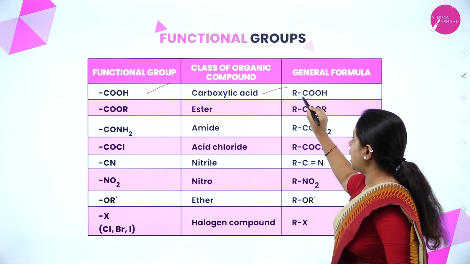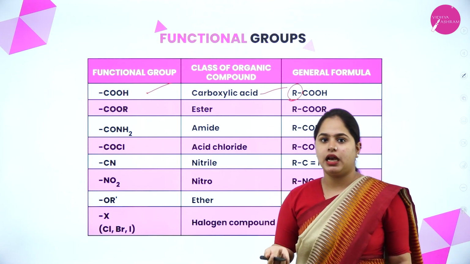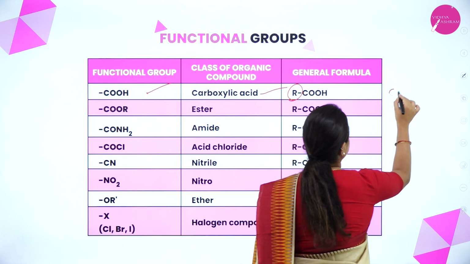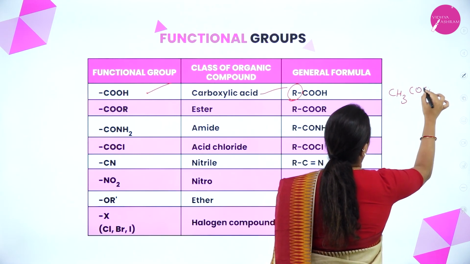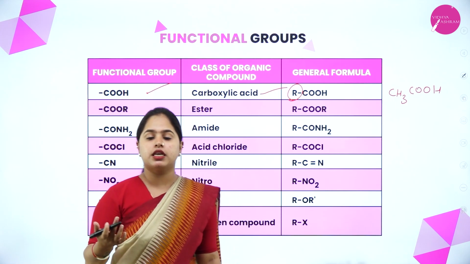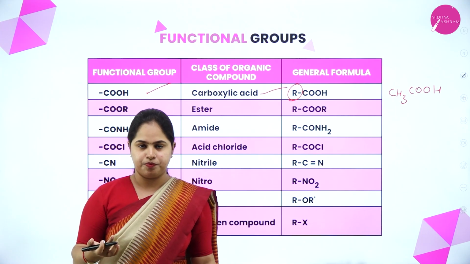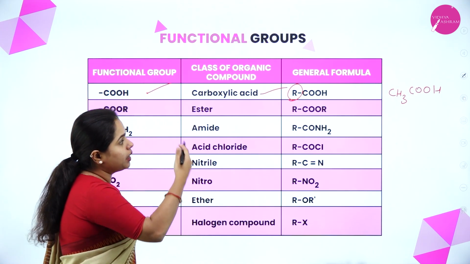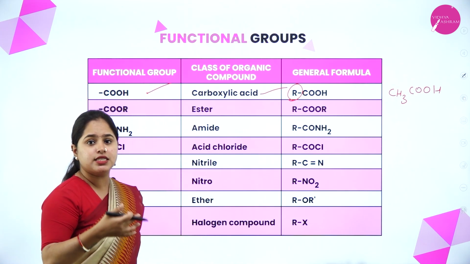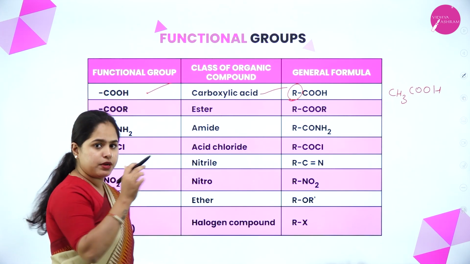How do you represent it? RCOOH. So what is this R? This R is any alkyl group. For example, let us write CH3COOH. What is this called? This is acetic acid, right? CH3COOH. Or else you can also call it ethanoic acid, right? So that R can be CH3, C2H5, C3H7, any alkyl group it can be, right? So that R represents alkyl group.